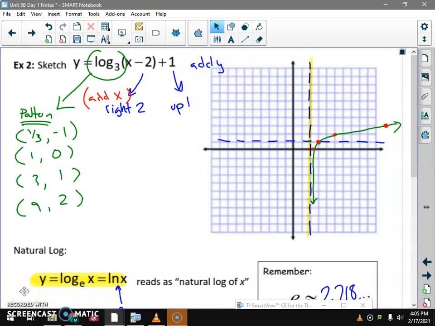Hey guys, picking up where we left off on day one for log graphs. We are taking our parent function log base 3 and shifting it. We said up 1 and right 2, which means add 1 to the y, add 2 to the x.